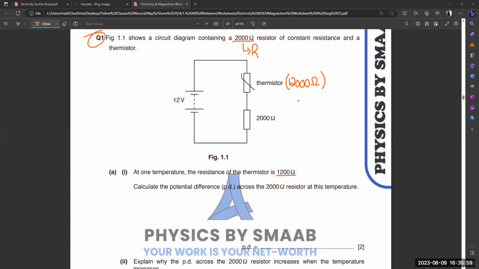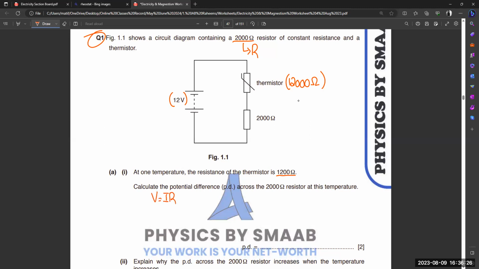Okay. So now we have a main source that is equal to 12 volt, right? This is our main voltage, our input voltage. And now we need to split this whole voltage across the 2000 and 12,000 ohm resistors, right? Actually, you use the formula V is equal to IR.